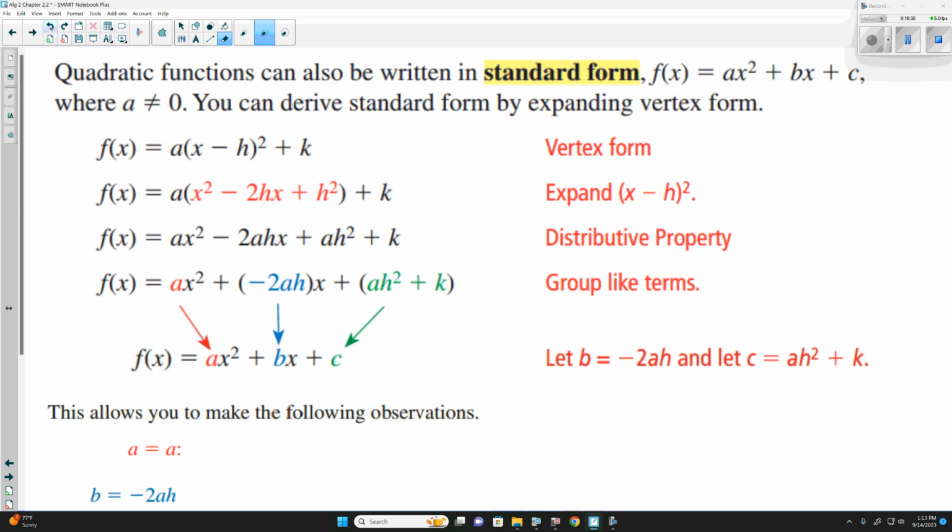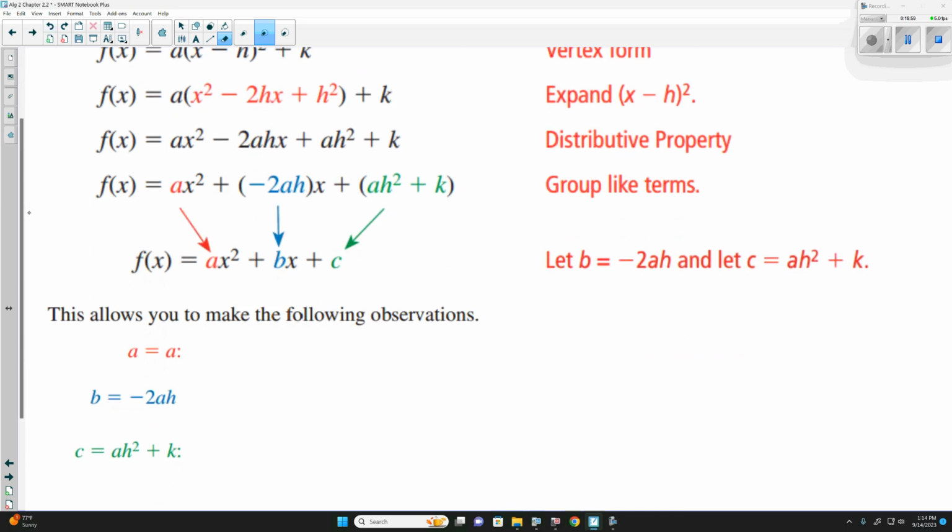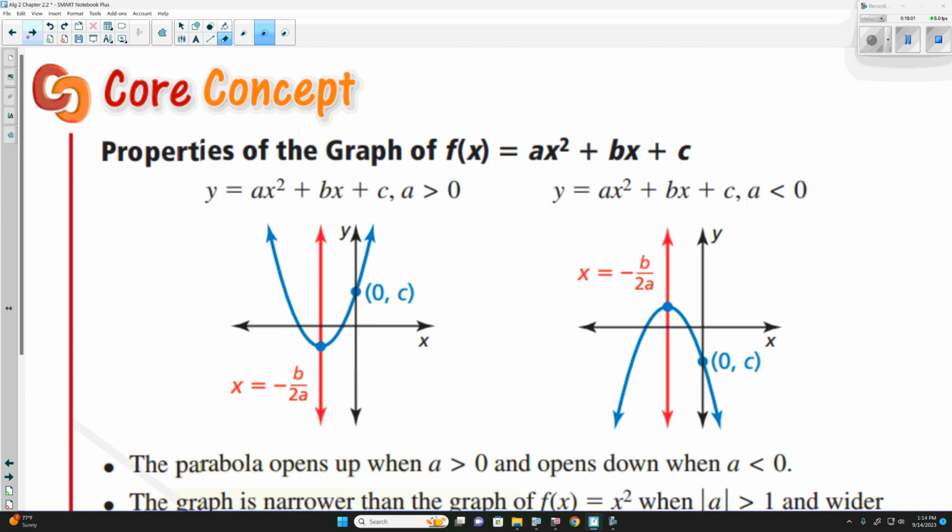Quadratic functions can also be written in what we call standard form, ax squared plus bx plus c. Now this here is a written out step-by-step version of how we go from vertex form to standard form and how the A, H, and K relate to A, B, and C. Now having a full understanding of this is not important. What is important is the key concept here.